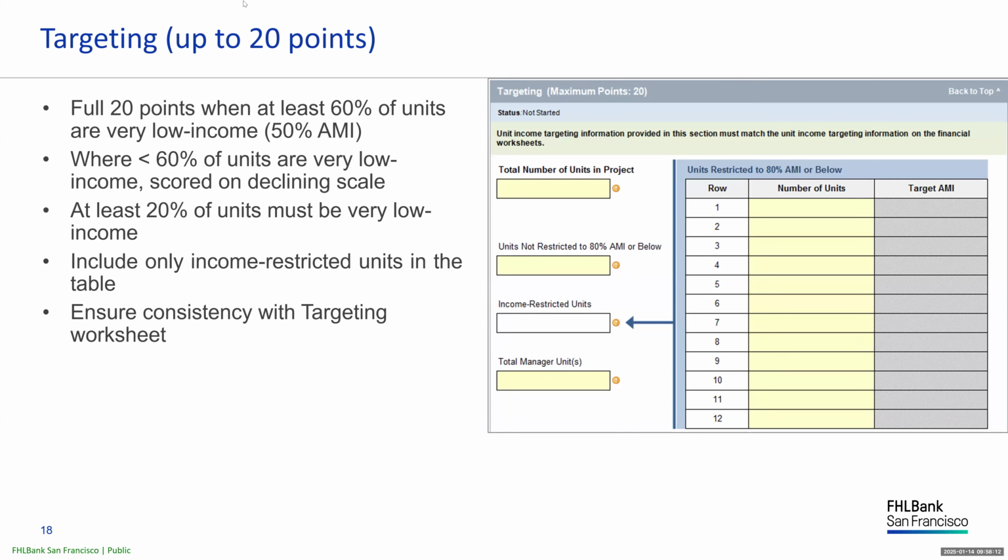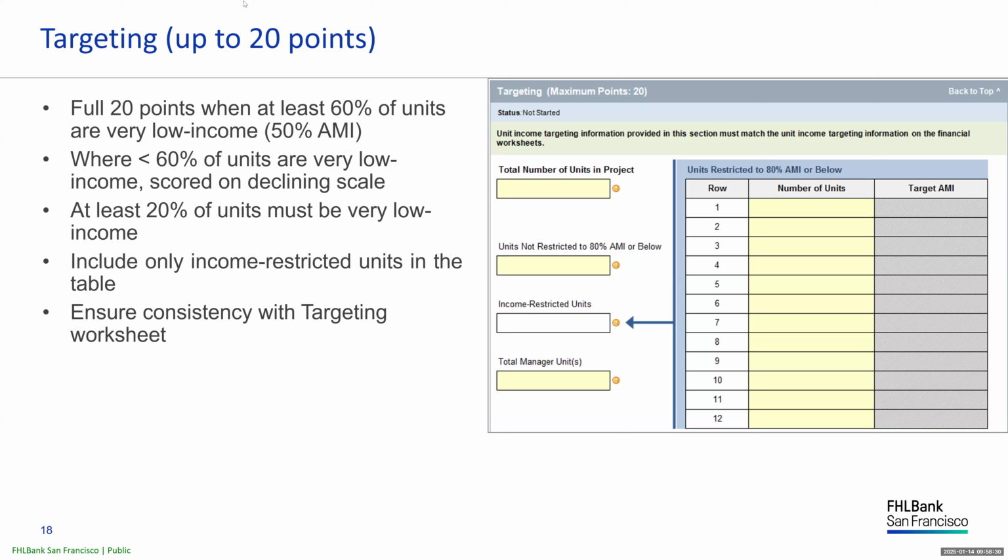To get the full 20 points in this category, at least 60% of the units must be targeted to households earning 50% or less of the area median income, or AMI. When less than 60% of the units are targeted to households at 50% of AMI, then points are awarded on a declining scale.